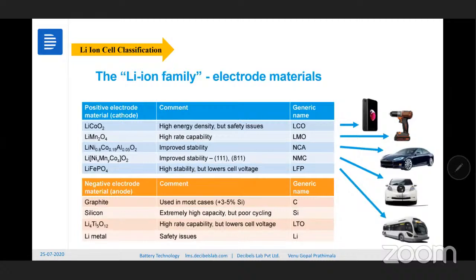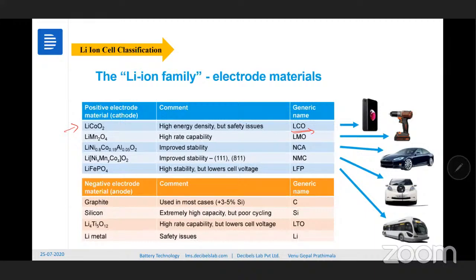Coming to lithium cobalt oxide, the first one, it can be represented as LCO, where L stands for lithium, C stands for cobalt, and O stands for oxide. You can see this application in your mobiles, and if you observe a Boeing 787 aeroplane, they have used this type of battery in that.